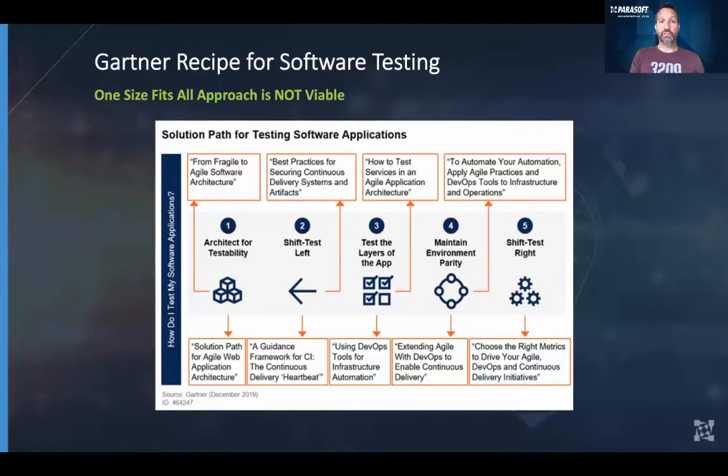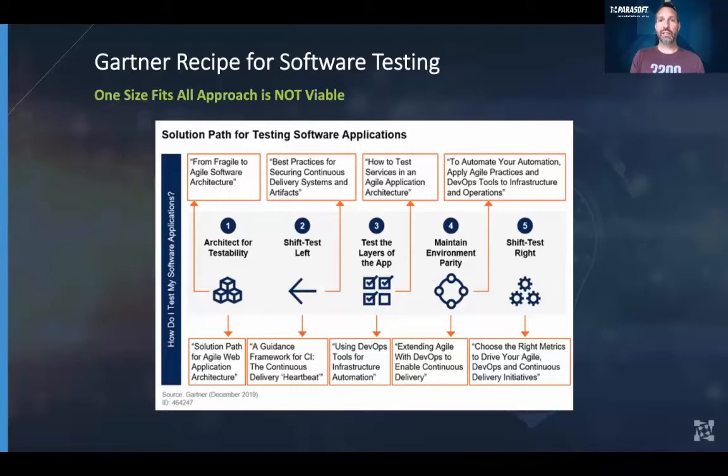Shift left is number 2. Also important, been around for a while, but I think people pay lip service to it, honestly. Tools have come a long way in allowing developers to do much more. But developers typically don't like testing, but it needs to be part of our culture that developers are responsible for the quality of the code that they produce, and there's significant automation that can be used to help them.